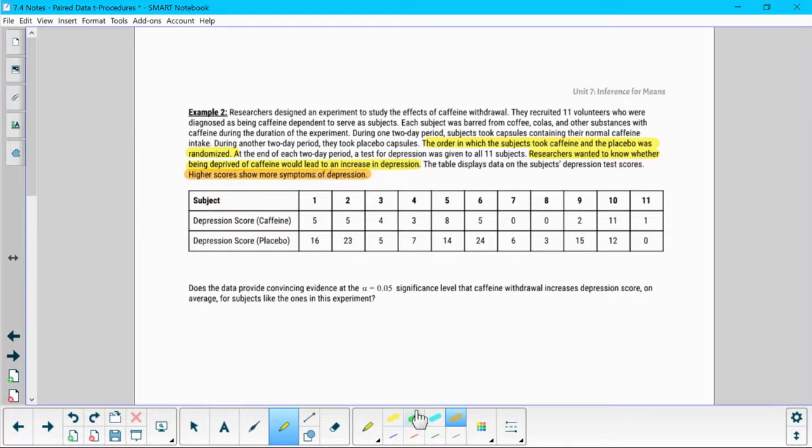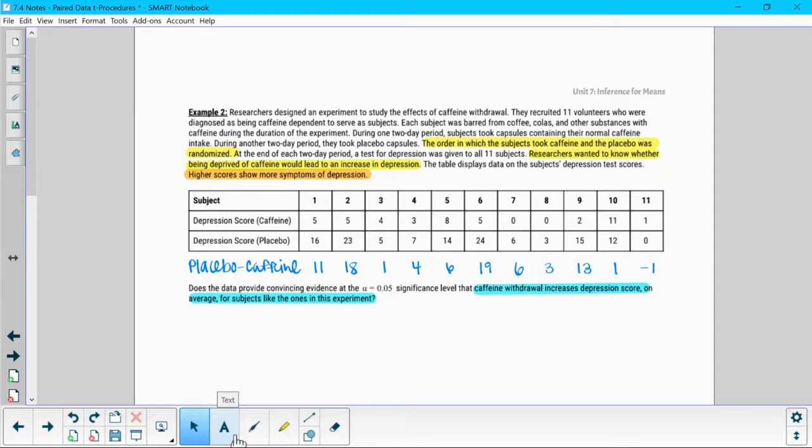So we have to figure out what order I want to use when I'm finding my difference. But let's go ahead and read the question. Does the data provide convincing evidence at the alpha equals 0.05 significance level that caffeine withdrawal increases depression score on average for subjects like the ones in this experiment? So, placebo people do not get caffeine, meaning if what they are claiming is true, I would expect this number to be higher. So I want to work in the positives because that's generally nicer than working with negative numbers. So I'm going to do placebo minus caffeine.